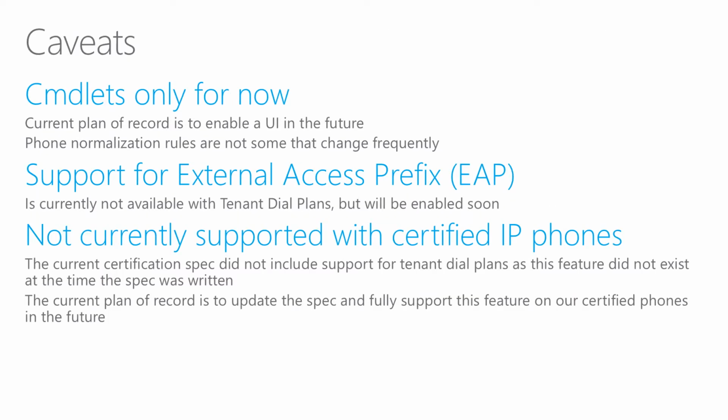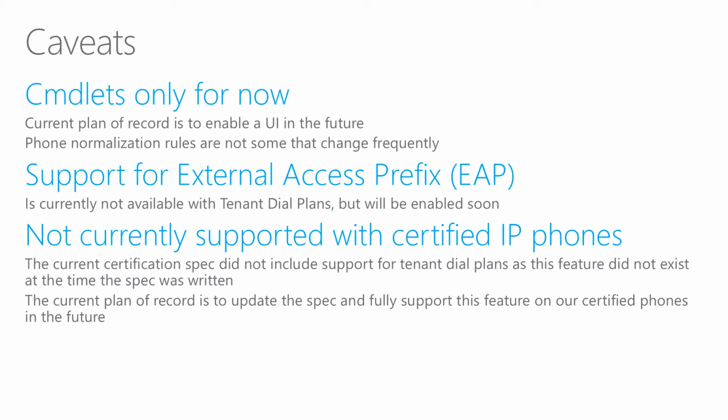Before we move on to looking at how to implement this in your environment, we wanted to discuss a few caveats related to the feature. The first caveat is related to how this is configured. As of right now, the only way to configure tenant dial plans is through the use of PowerShell commandlets. There is currently no UI-based configuration for tenant dial plans. However, this is something that we have planned in the future.